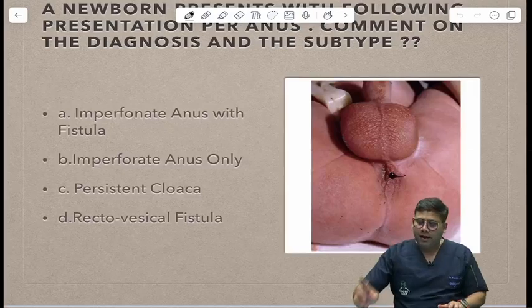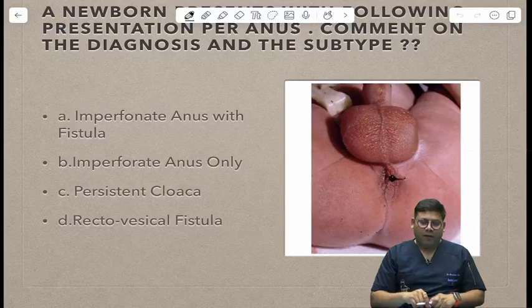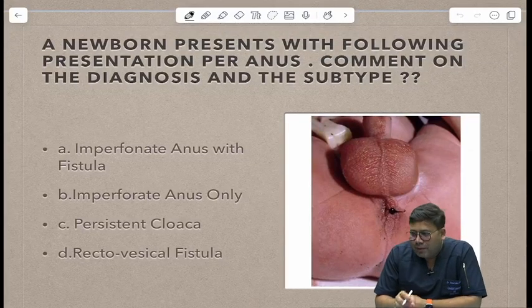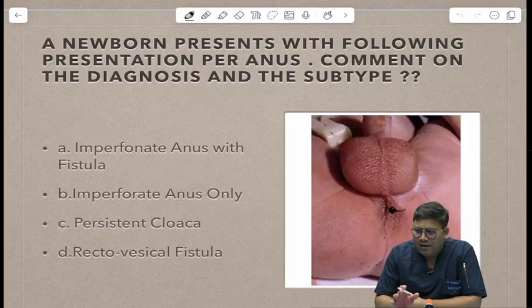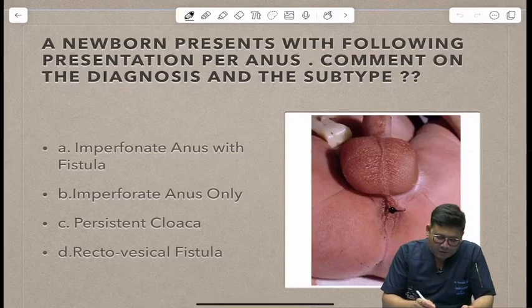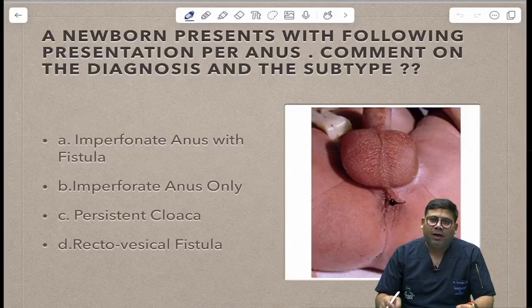In this day 4 we shall be discussing, this is the first image that we have. So, a newborn presents with the following presentation per anus. This is very easy. Following presentation is seen, you can see that there is nothing known as anus. So, point number 1 is, what is it? One thing is clear that it is an imperforate anus.